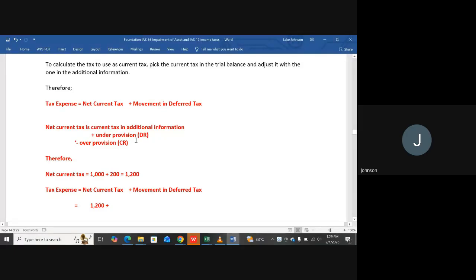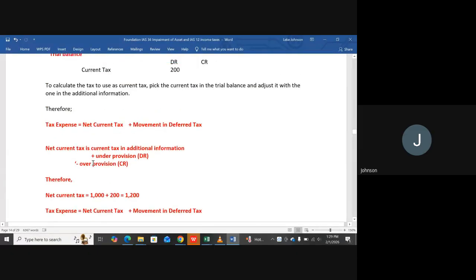You have not finished paying. You need to add it to the current tax that you need to pay for the year. Last year, you underprovided by that amount, so it means that you need to add it to the current tax for the year. But if you have a negative amount, so if you have a credit, that means you overpaid for last year, which means that you need to minus it. Okay, you've overpaid. You need to minus it.